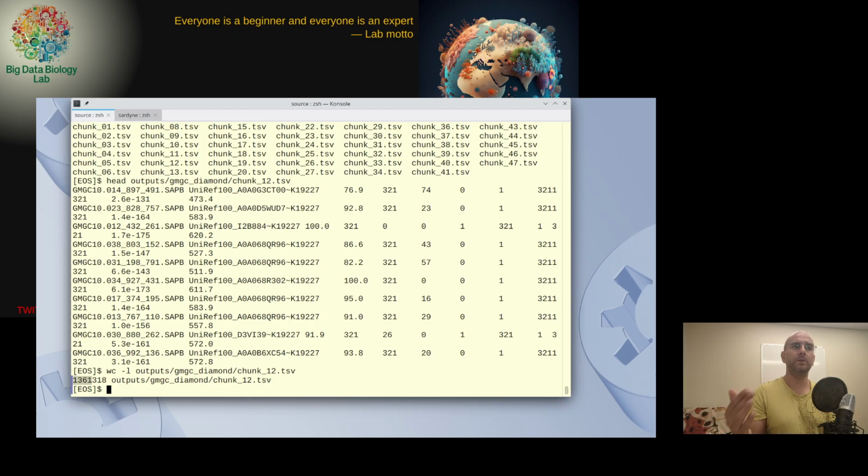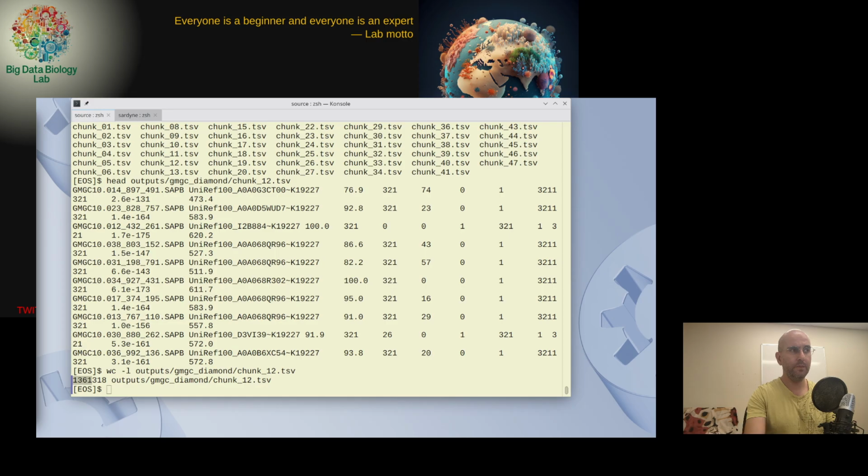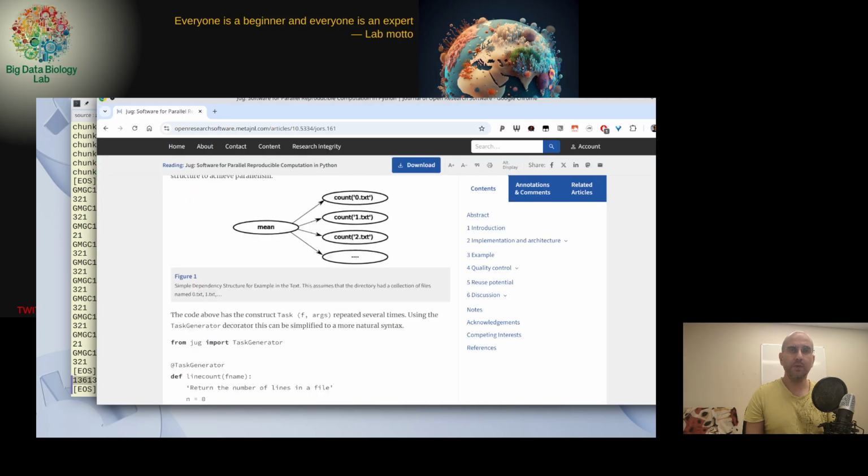In the next session, on Monday/Tuesday, we'll be going over what this means. This is a very, very standard Jug type of thing. Let me see if I can pull that up real quick. This is a very standard Jug type of process, this fan in, fan out. Even in the original Jug paper, we illustrate this.